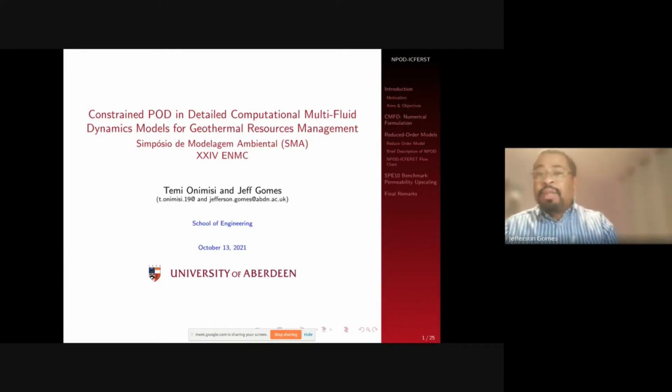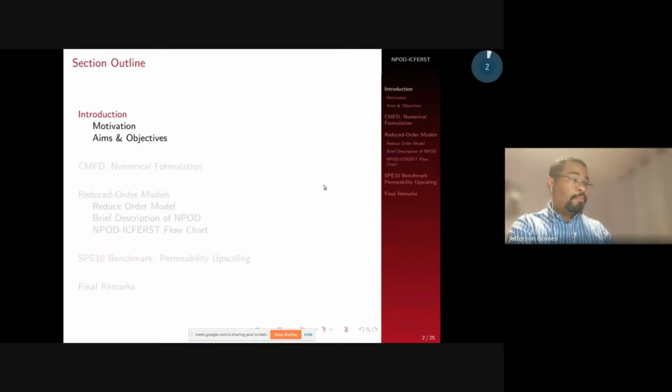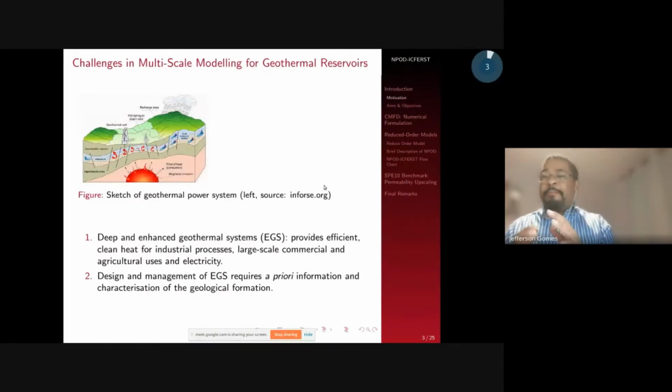So the talk today is about geothermal resources, the management of geothermal resources. The specific topic of this talk is a reduced order model for managing geothermal resources. Before we start on the modeling aspects of this talk, I would like to give some motivation and some ideas of where it comes from.